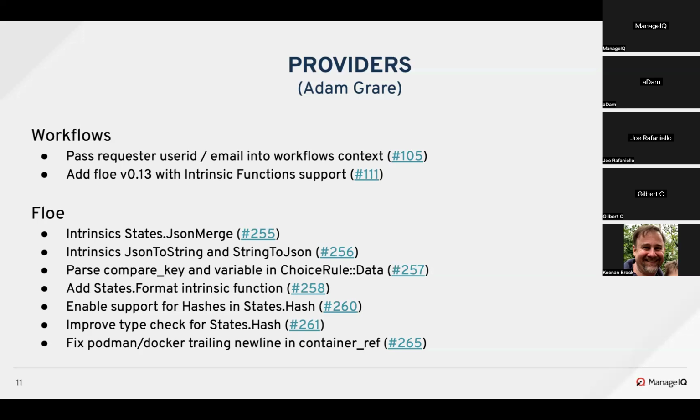For the flow gem, as part of that intrinsic function support, we did, I believe Jason did states JSON merge, which will let you manipulate hashes. He added some intrinsics for JSON to string and string to JSON. Keenan continued his enhancements of the choice rule state by adding parsing the compare key variable in the data choice rule. We added states format to help manipulate strings, and also support for hashes in states.hash, and also improving type checks in that.